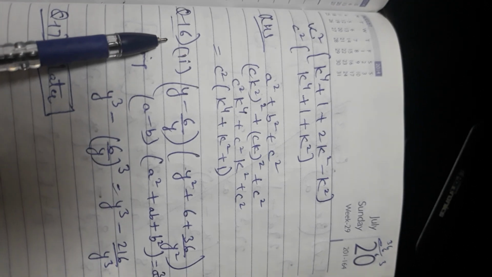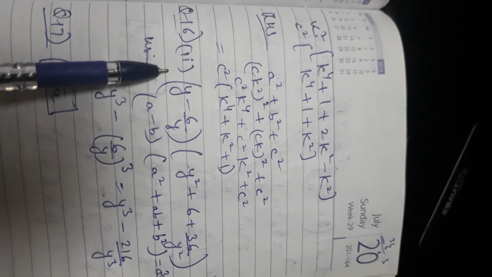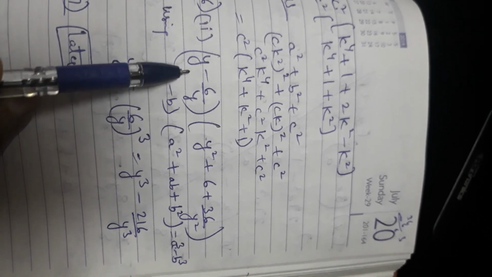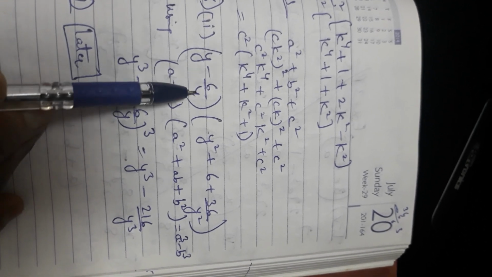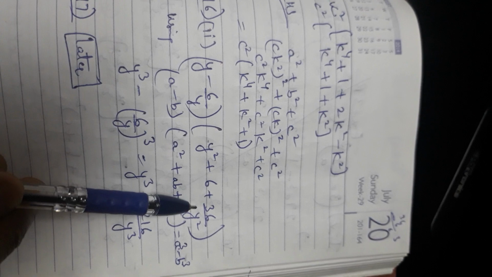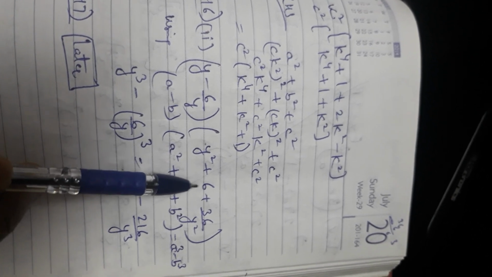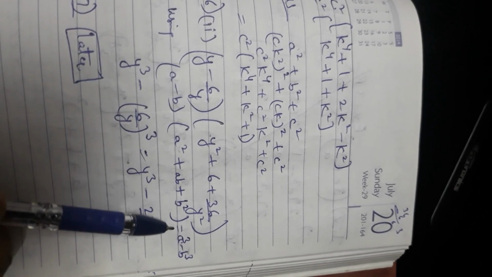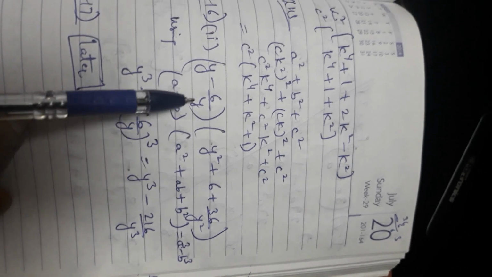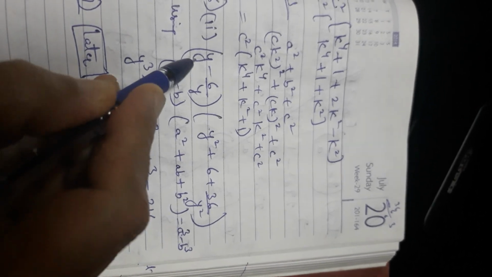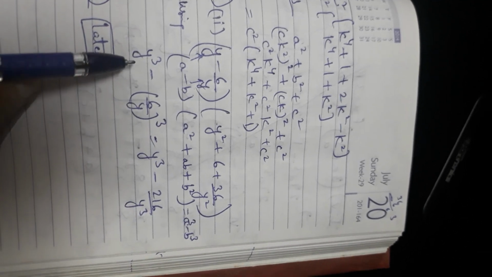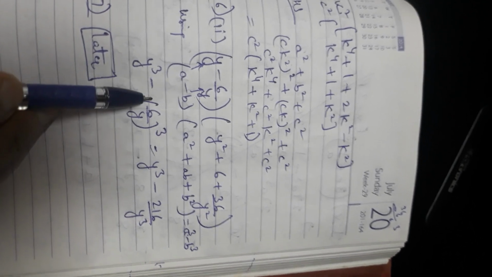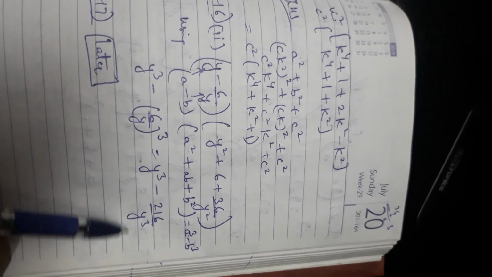Now the 16th question, the first and second parts both are the same, so I am doing the second part. Here we can see that we can use the formula A minus B into A square plus B square plus AB, that is equal to A cube minus B cube. So here A is y and B is 6y. A is y and B is 6y. So substituting in A cube minus B cube, we get this.